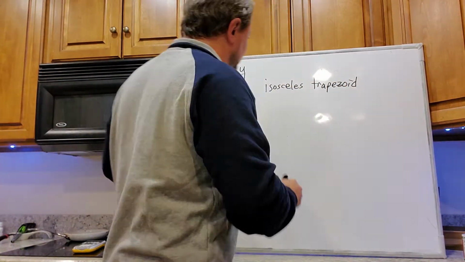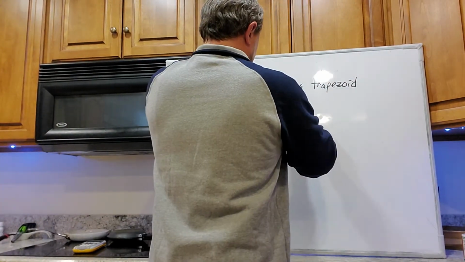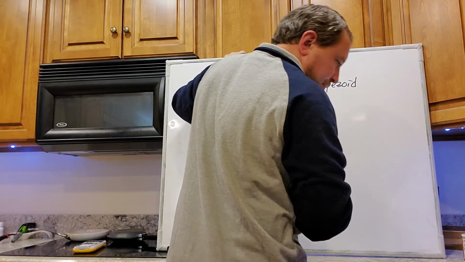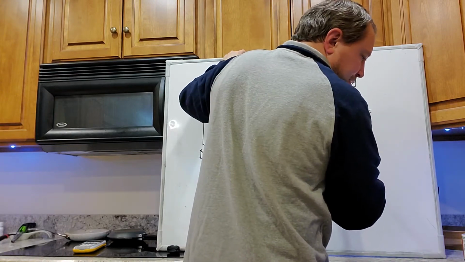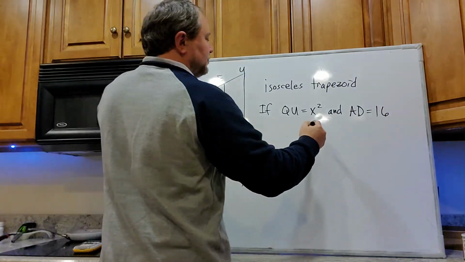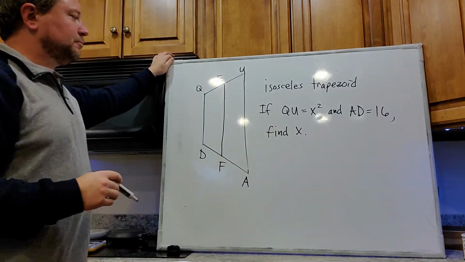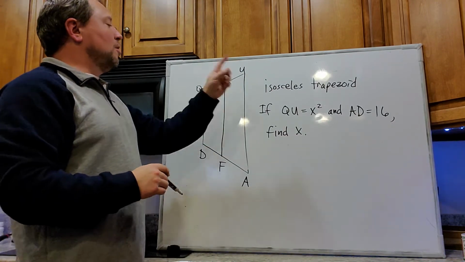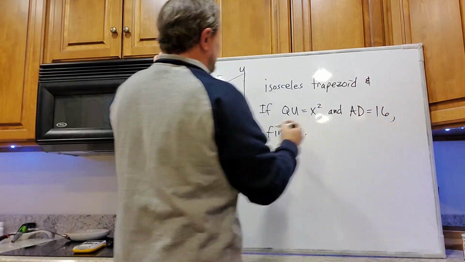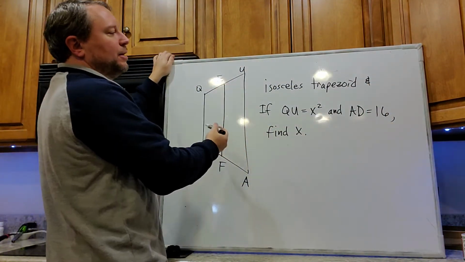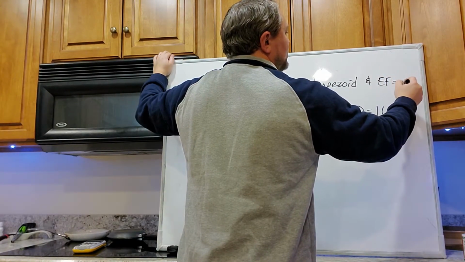All right, first question. If QU equals x squared and AD equals 16, let's find x. Now, by the way, this is an isosceles trapezoid, and EF in the picture here is the median. And EF is the median.